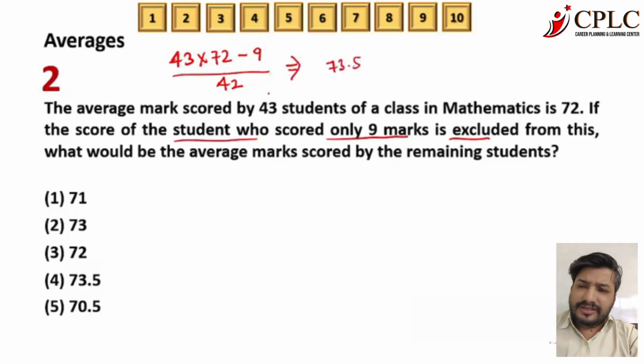Now again imagine there's a lot of complication when it comes to these kinds of calculations. Let's try and think from our perspective. So what was the situation? This student who scored 9 marks, hypothetically, if he had also scored 72 and if we removed him from the group, the average would not have changed, the average would have remained the same.